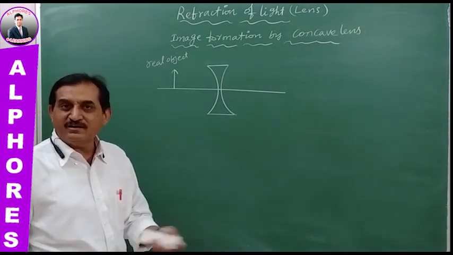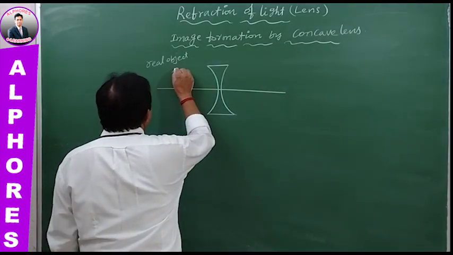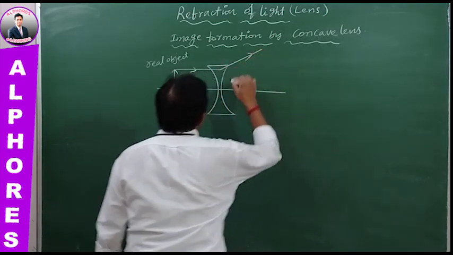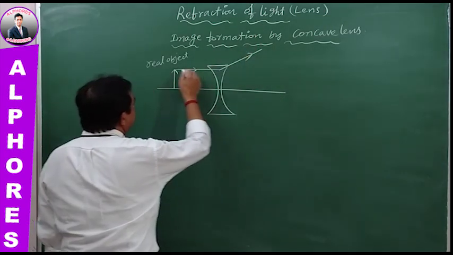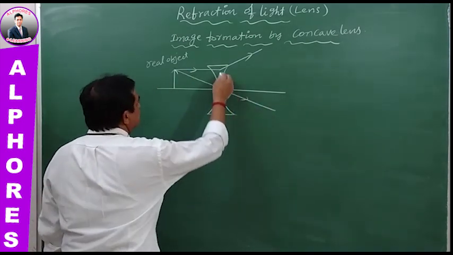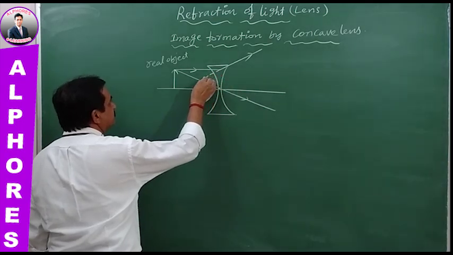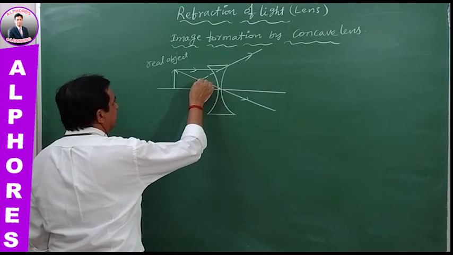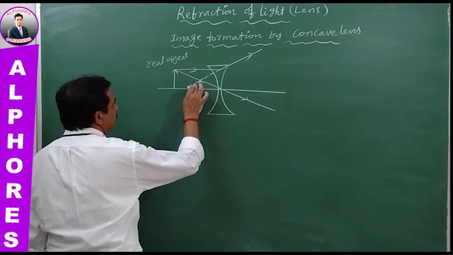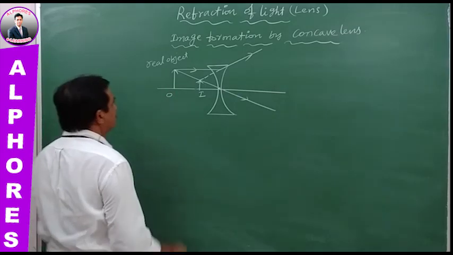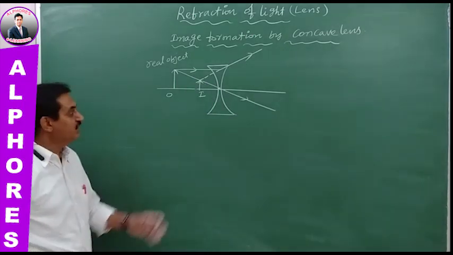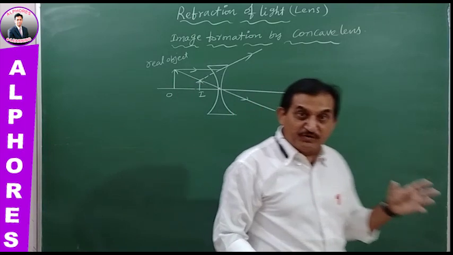When the object changes, the corresponding result will also change. Now in this case, the object is real. A ray parallel to the principal axis, after refraction, becomes a diverging ray, and one ray travels along the optic center. Whenever these two light rays are extended back, they give an intersection point here. This intersection point gives the position of the image. This is the image, this is the object. This image is formed by extending back, so the image position is decided. And this is a virtual image.